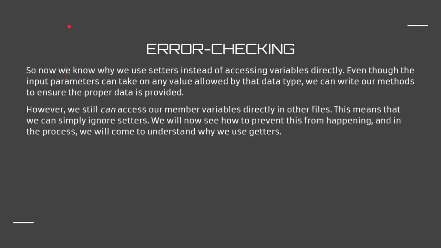So now we know why we use setters instead of accessing variables directly. Even though the input parameters can take on any value allowed by that data type, we can write our methods to ensure the proper data is provided. However, we still can access our member variables directly in other files. This means that we can simply ignore setters. We will now see how to prevent this from happening, and in the process, we will come to understand why we use getters.